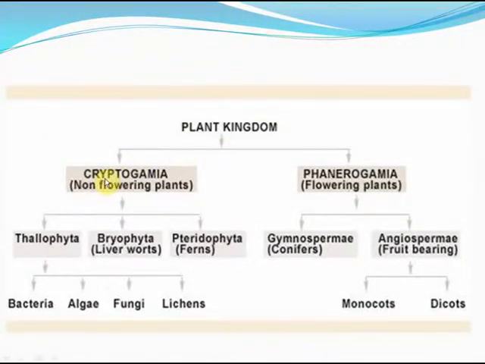Coming to the plant kingdom, this is the Cryptogamia, that is the non-flowering plants, and Phanerogamia, the flowering plants. Under Cryptogamia we find Thallophytes, Bryophytes and Pteridophytes, and Phanerogamia have gymnosperms and angiosperms. Angiosperms further are divided into monocots and dicots, and Thallophytes have bacteria, algae, fungi and lichens.